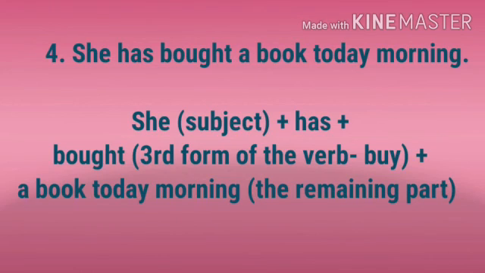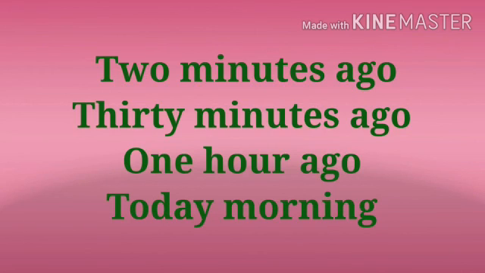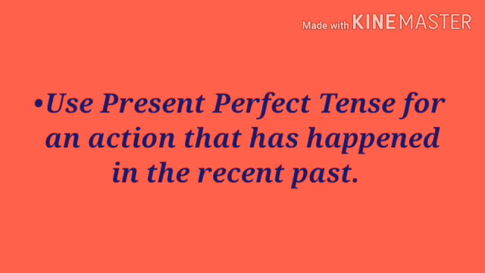Now see, all these actions, have played, have finished, have drawn, has bought, tell us that the action started happening in the past and ended in the recent past. So all the words like 2 minutes ago, 30 minutes ago, 1 hour ago, today morning indicate that all the actions have happened in the recent past which are still relevant. So do remember one thing, use present perfect tense for an action that has happened in the recent past.